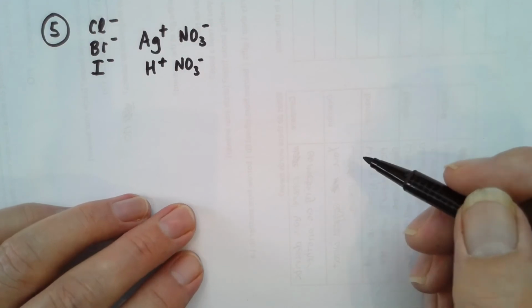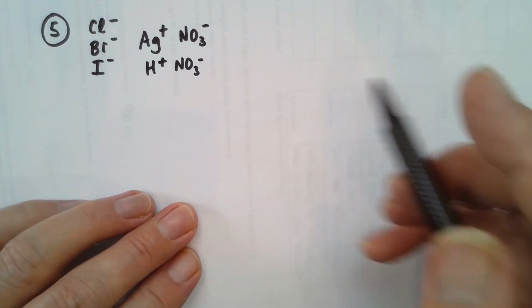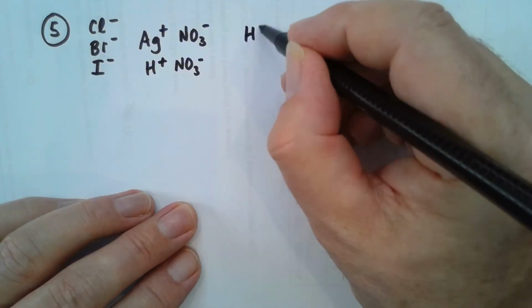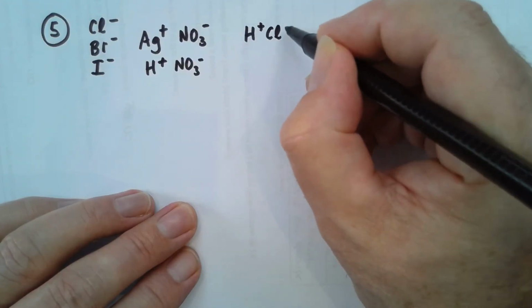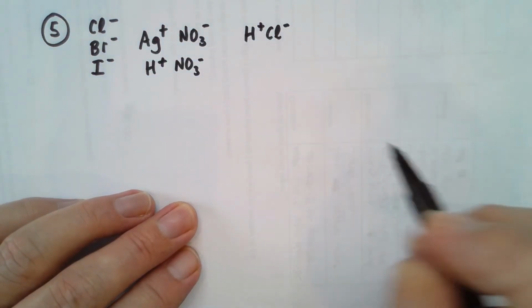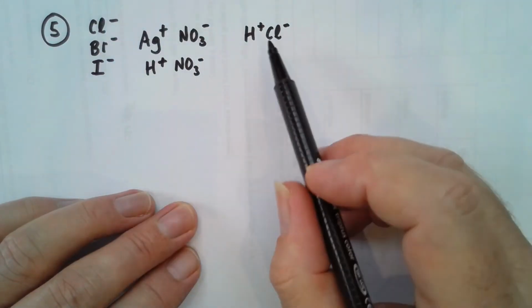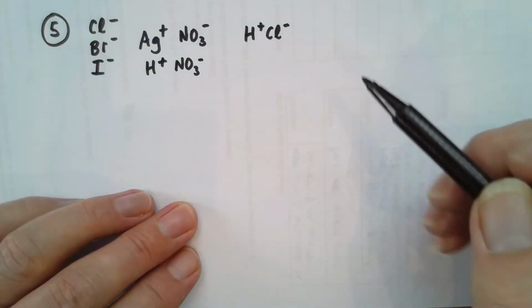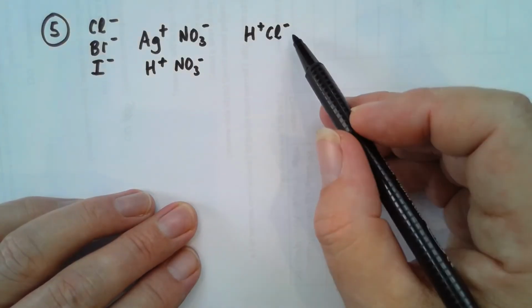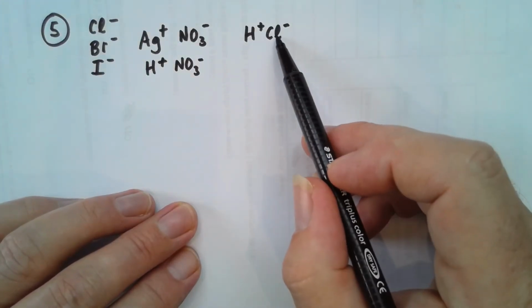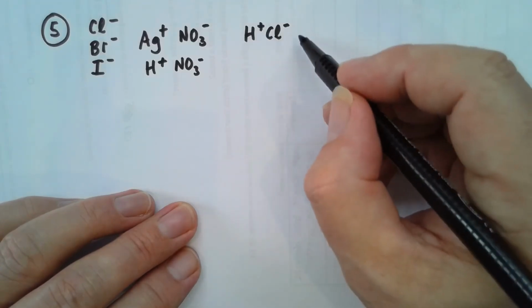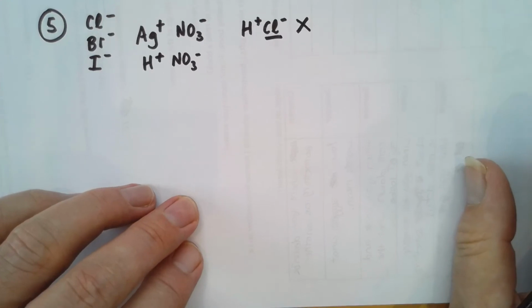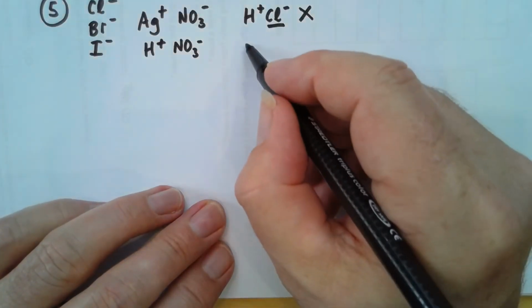So let's think about what would happen if we added hydrochloric acid. Hydrochloric acid is made up of H plus and Cl minus ions. So we'd be adding some Cl minus ions and then adding some silver nitrate. We'd always get a precipitate, a white precipitate of silver chloride, because we've used the wrong acid. So we can't use that one because of the chloride ions that it contains.